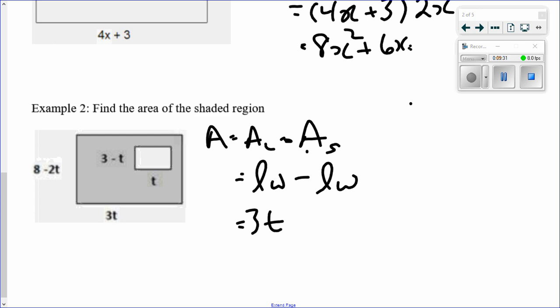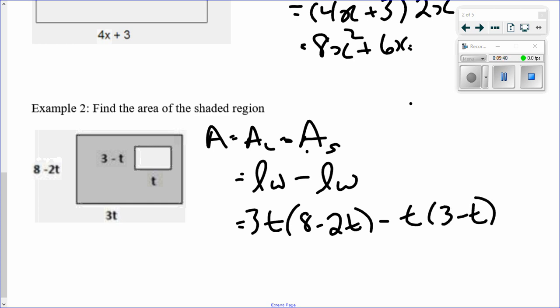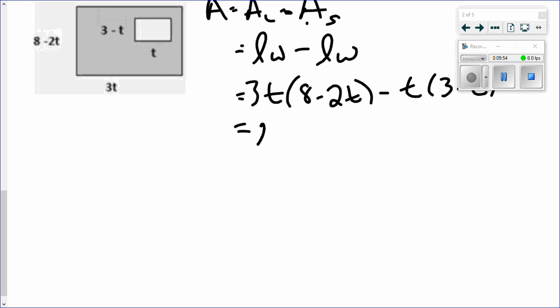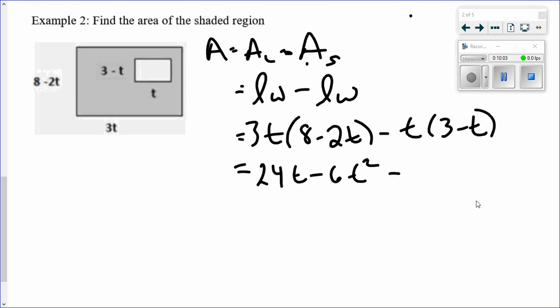So 3t plus 8 minus 2t minus t times 3 minus t. Okay, and so we found the area of the large. We've got the formula for the area of the small, and we're going to expand. Now here I can't extend my page. Yay, 3t times 8t is 24t. 3 times -2 is -6t squared. Minus, oops, t times 3 is 3t. Negative t times negative t is plus t squared. And simplify.